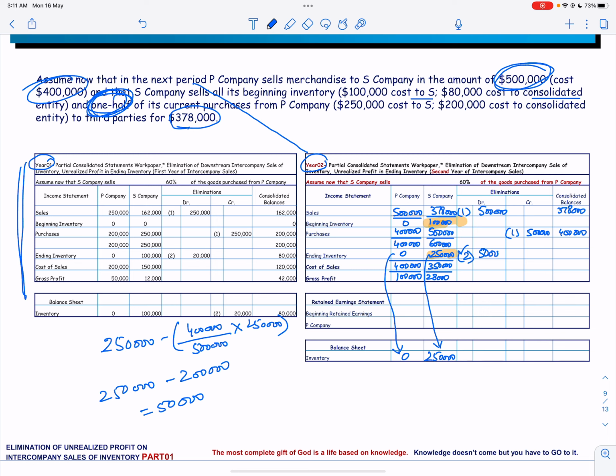50,000 has been debited to eliminate the profit that is there in the ending inventory. Now, this profit has not yet been realized by the consolidated entity through sales to outsiders or third parties, so that's why it has to be eliminated. This profit is also included in the inventory balance sheet in the consolidated balances and must be eliminated here as well by crediting it for 50,000. So the consolidated balance for the inventory now is 200,000.